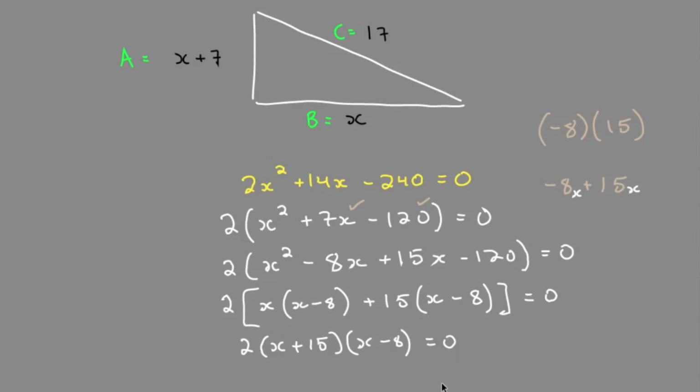Now we solve for x. Can you see what x will have to be? So you can see x is either -15 or x is +8. Can the side length be negative? No, so we won't use that one. Therefore, x equals 8.